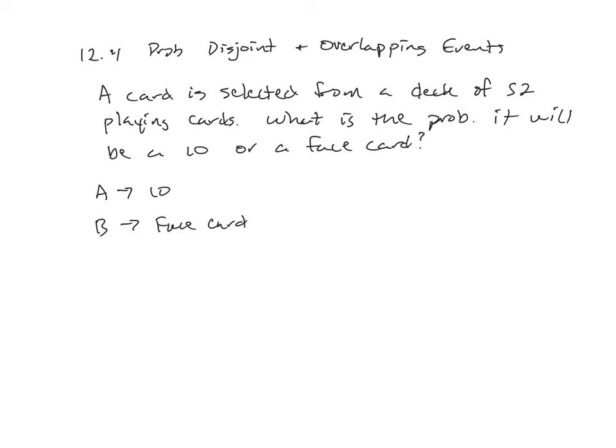Okay, and so for the A part, well, there are 4 10s out of 52 cards. For the B part, a face card, that's Jack, Queen, King. So there's 4 jacks, 4 queens, and 4 kings. So that would be 12 out of 52.